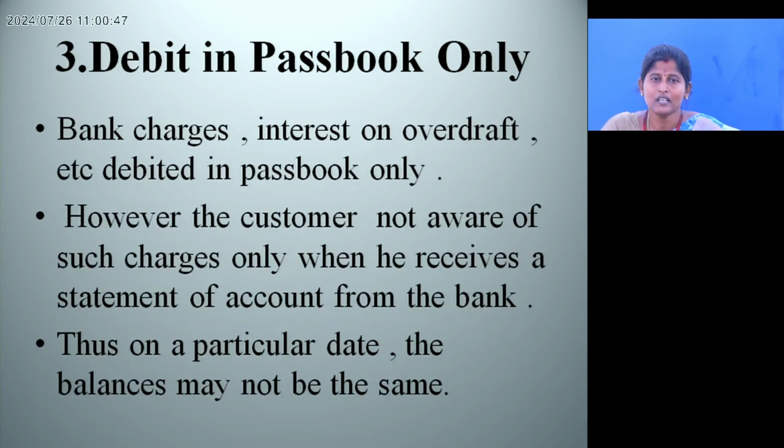And again, debit in passbook only. Yes, of course, for some reasons the banker may debit some amount in our account. For example, bank charges or SMS charges. For these reasons, they may debit our account. Interest on overdraft is also debited in our bank account, but these debits are done by the banker without the customer knowing. So the cash book bank balance shows the excess amount compared to the bank passbook balance. So this is also one of the reasons.